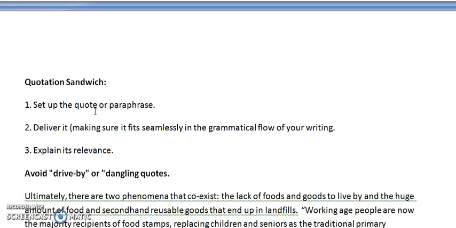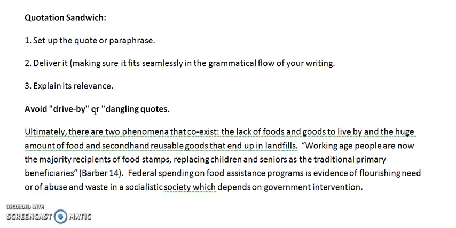Here's an example of a drive-by or dangling quote. Ultimately, there are two phenomena that coexist: the lack of foods and goods to live by, and the huge amount of food and secondhand reusable goods that end up in landfills. Then all of a sudden we get a quote. Working age people are now the majority of recipients of food stamps, replacing children and seniors as the traditional primary beneficiaries. And I'm like, how does that go with the previous paragraph?